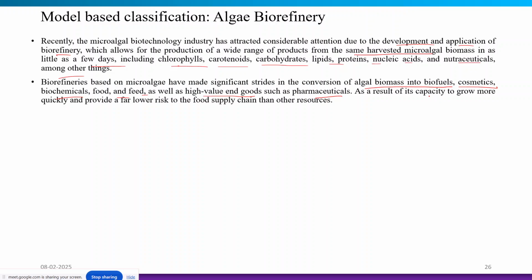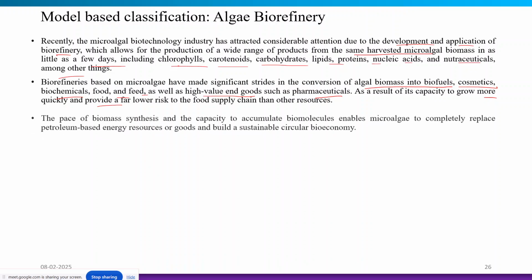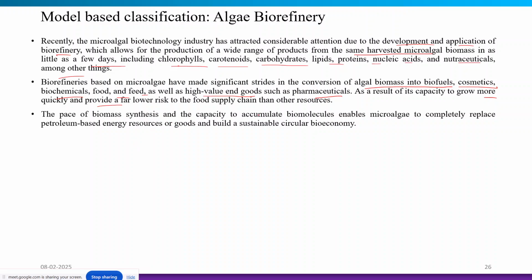As a result of its good capacity to grow more quickly, and provide lower risks to the food supply chain, it is gaining more attention as a sustainable biomass feedstock for the biorefinery. The pace of biomass synthesis and the capacity to accumulate biomolecules enables the microalgae to completely replace the petroleum based energy sources or goods and build a sustainable circular bioeconomy.